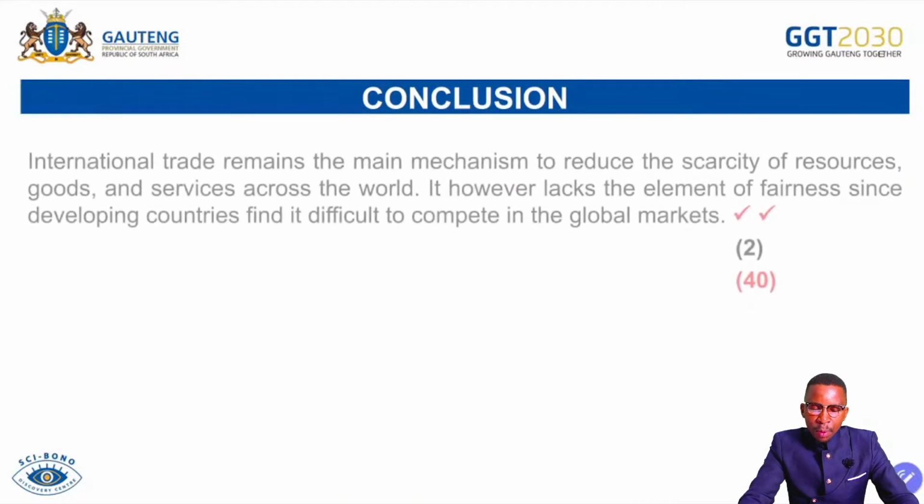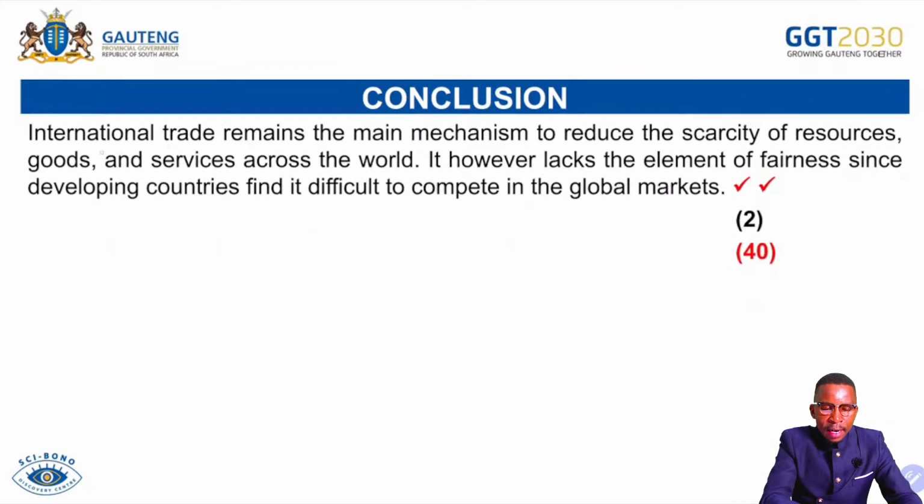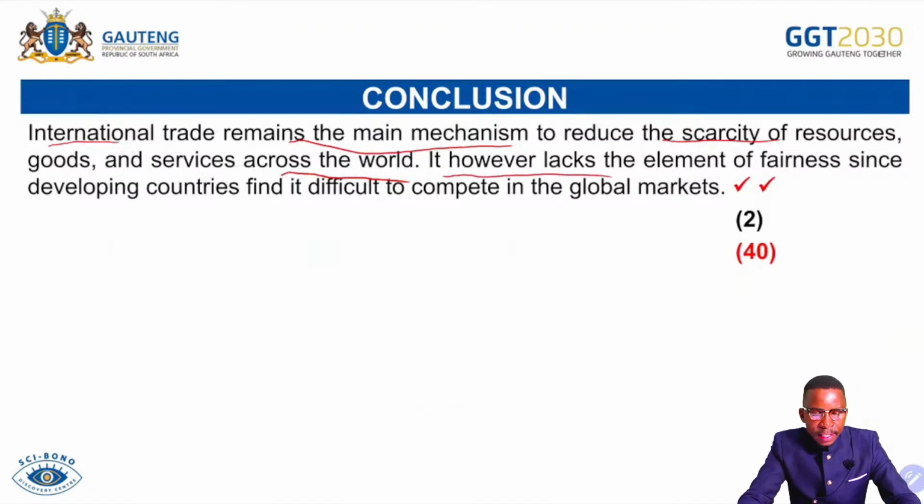Then conclusion, remember we said it must be the higher order response. International trade remains the main mechanism to reduce scarcity of resources, goods and services across the world. It, however, lacks an element of fairness since developing countries find it difficult to compete in the global market. Remember, your conclusion should include your main part and the additional part, or one of them, so that it will be effective. It is not a must to combine them both, but this conclusion that I've just provided here includes both the main part as well as the additional part.